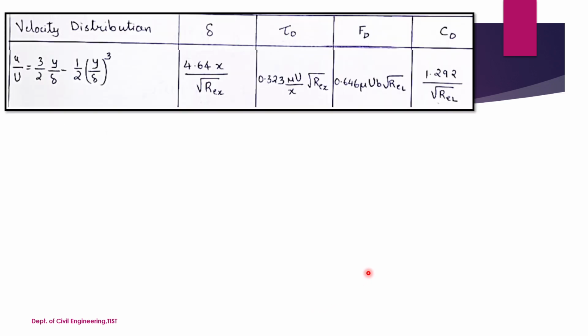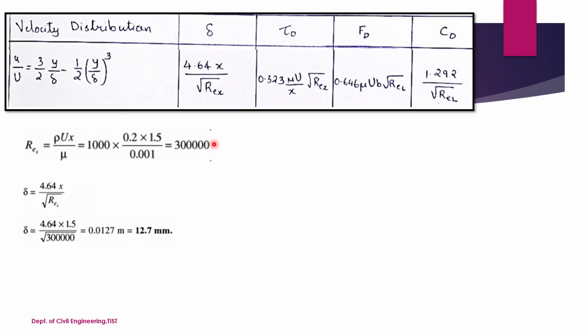Okay. Now as I told you, we need to memorize this table. We have to find out which velocity profile is given, and corresponding to that velocity profile, we choose the equations for delta, tau naught, Fd and Cd. Here I have just displayed the equations. Based on the equations, we can find the values. In all the equations, we have the Reynolds number, so first we need to find the value of the Reynolds number. This is the value of the Reynolds number.